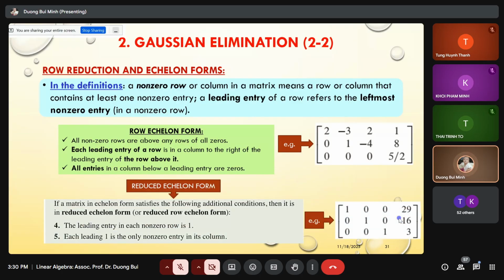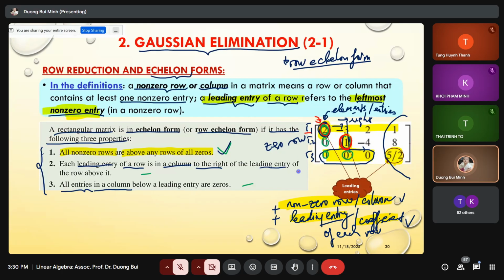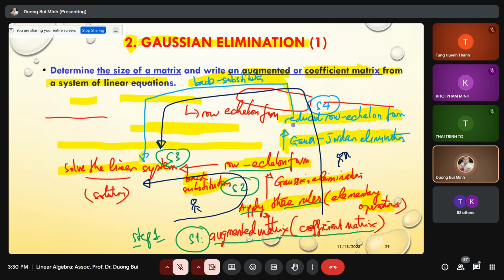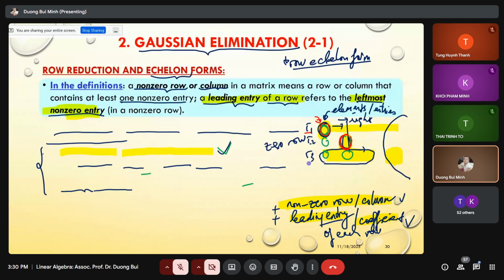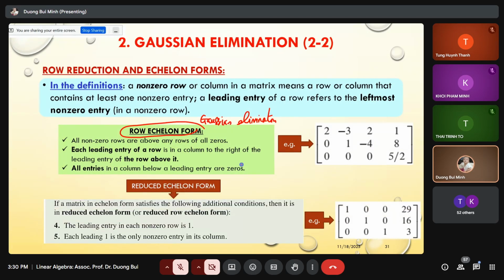Now, reduced row echelon form. If we apply Gaussian elimination, you can get row echelon form. Now from row echelon form, we would like to get reduced row echelon form. We need to apply Gauss-Jordan elimination.